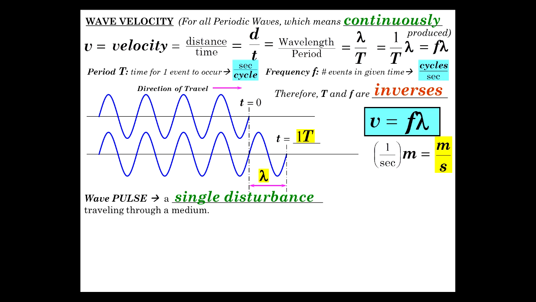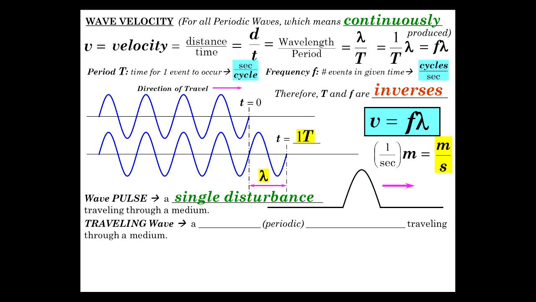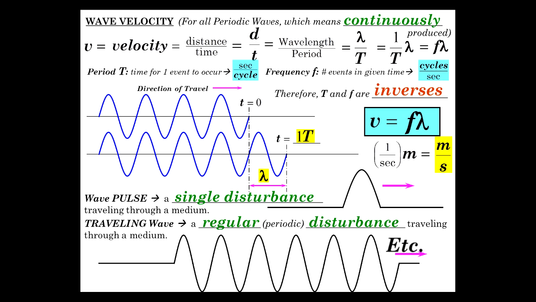The pulse is very similar. It's just a single disturbance in a medium, a single pulse traveling along. There it is. And this pulse just continues to move along the medium instead of this continuous sine wave of a periodic wave. All right. A traveling wave is just the regular periodic wave or disturbance traveling through a medium. So a little bit redundant perhaps. Hope you get the idea.